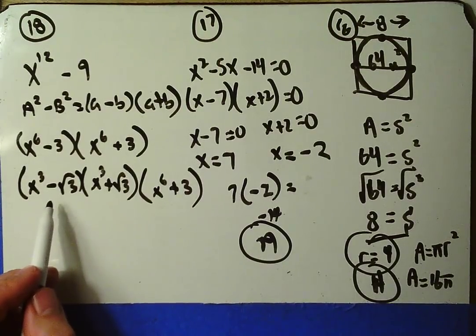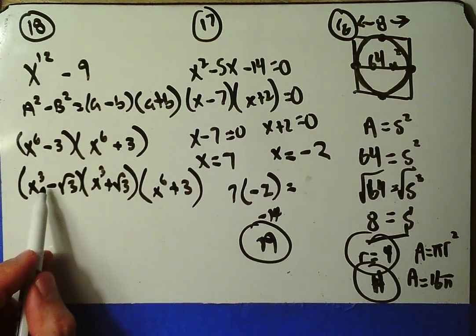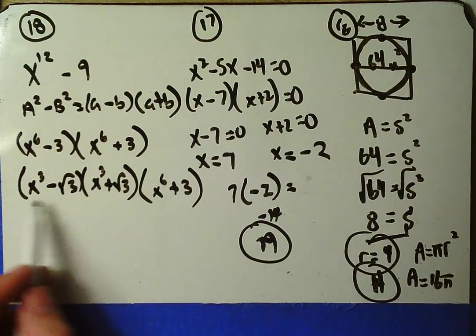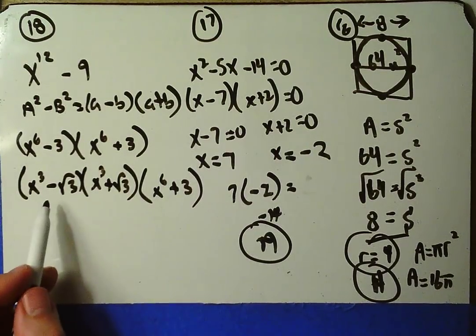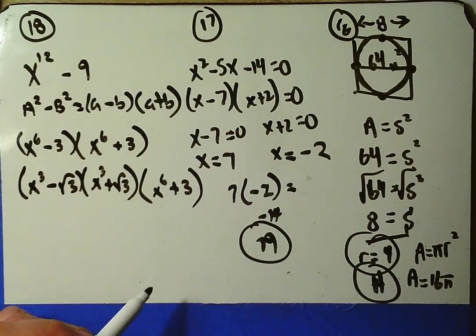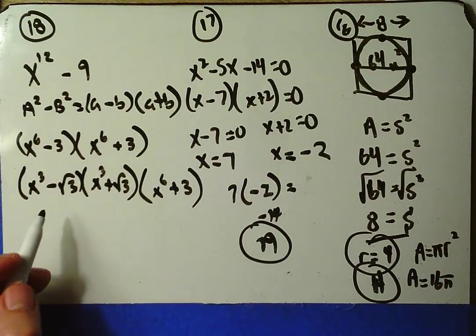This could factor, no, it's not a square. So I don't think I'm going to take these any further. I could do sum and difference of cubes, but ew, I don't really want to do that there. So let's see what my choices for 18 are.